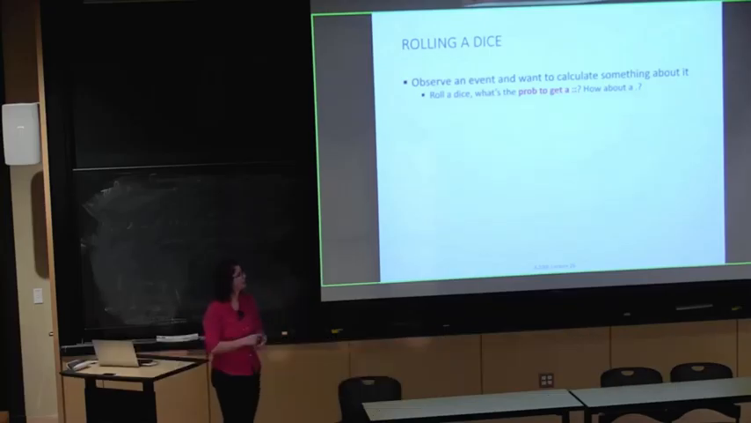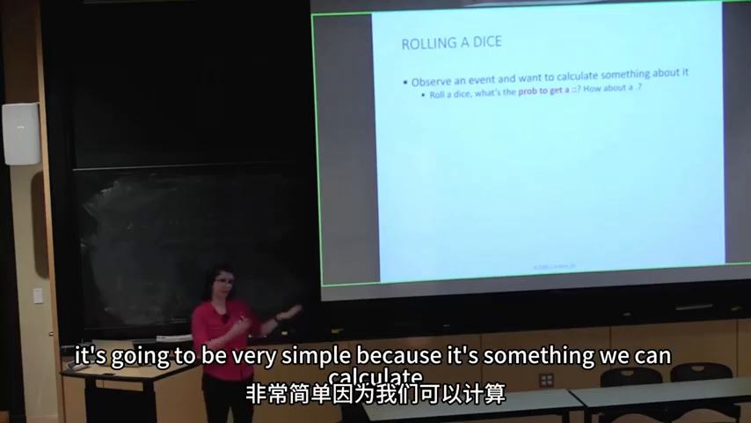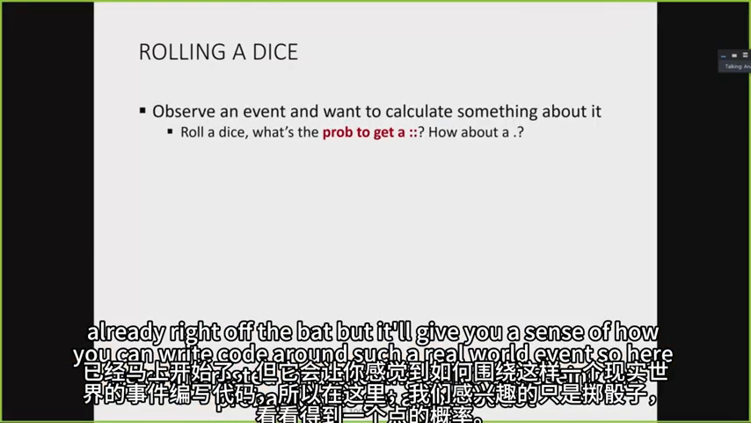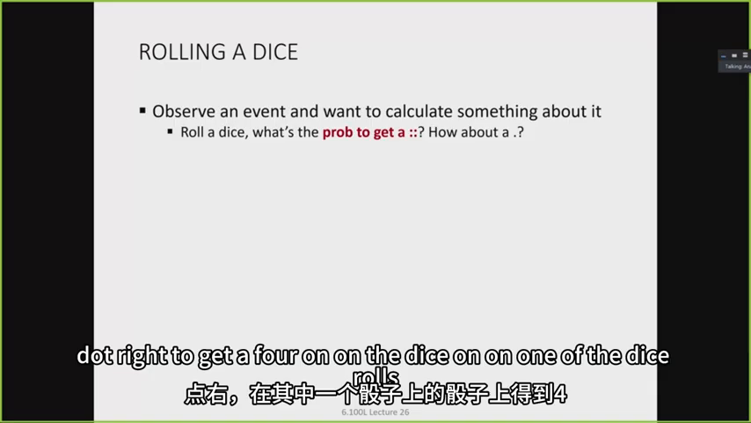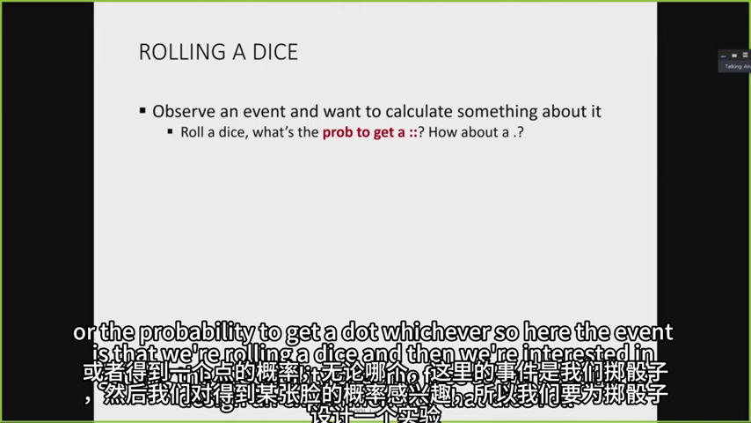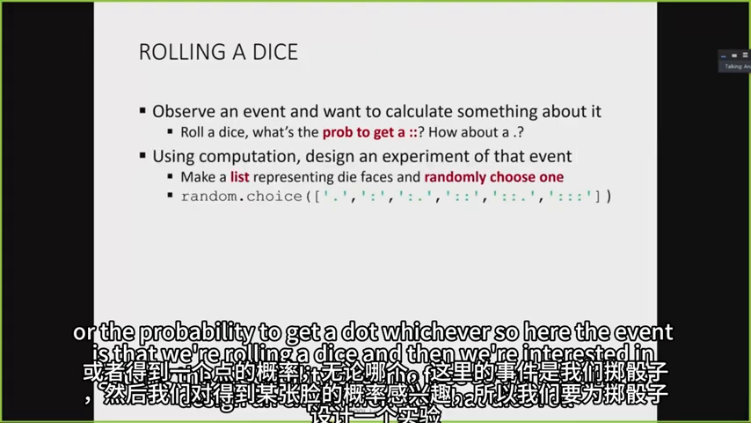So here's the example. It's going to be very simple because it's something we can calculate already right off the bat, but it'll give you a sense of how you can write code around such a real-world event. Here we're interested in rolling a dice and seeing the probability to get a 4 on one of the dice rolls, or the probability to get a dot, whichever. So the event is that we're rolling a dice, and we're interested in getting the probability of some face. We're going to design an experiment for that dice roll.